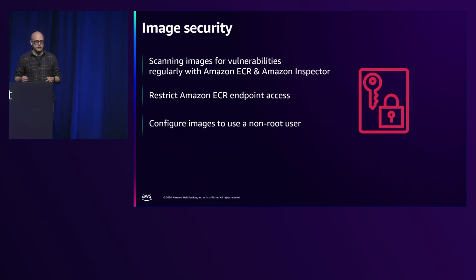Another aspect that we like to think about is image security. The images that you're running are pulled from somewhere, probably Amazon ECR, maybe somewhere else. We highly, highly recommend scanning these for vulnerabilities regularly. With Amazon ECR, you can use the native Amazon Inspector integration and get scans of your image and reports if there are security vulnerabilities found in your application, whether that's in the system packages or there's some support for language packages as well.